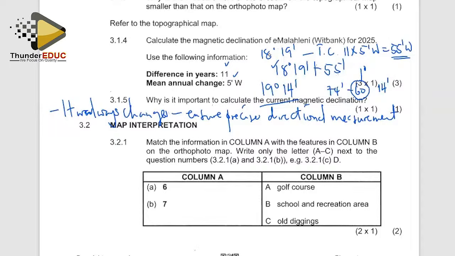So the main idea is it always changes. For the reason that the declination is always changing, we need to always calculate for the current. Because if we use the one for last year, it's no longer the same because it's changing. Because there's a mean annual change, meaning to say every year it's changing. So it must also catch up with the change so that we ensure precise or accurate directional measurements.